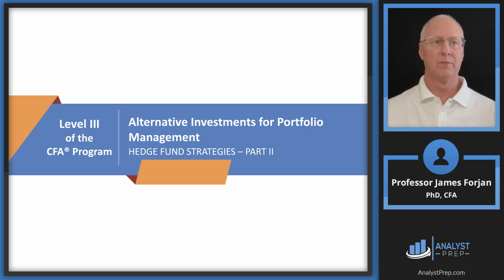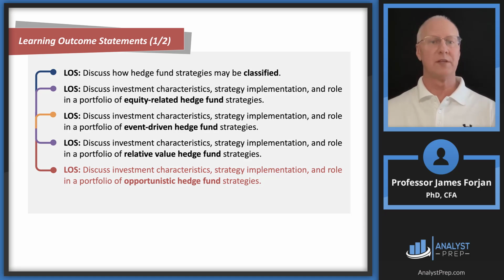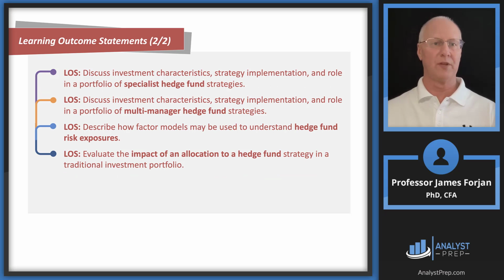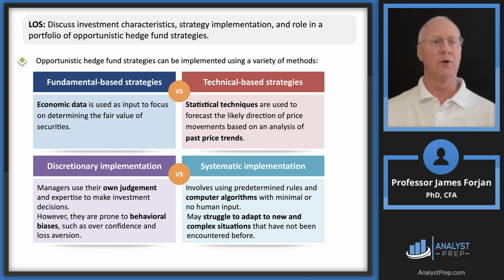I sure hope you just completed watching part 1, and I sure hope you got out your 6 index cards. You should have 3 of them completed with the equity and the event and the relative value hedge fund strategies. Now let's look at your other 3 index cards. You already have placed the words opportunistic, specialist, and multi-manager at the top of those. So let's go ahead and get right into opportunistic hedge fund strategies.